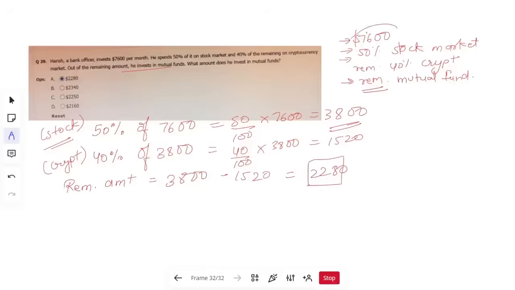See, initially he had 7,600. Out of that, 50% he invested in stock market, which means 3,800 he invested in stock market. Out of the remaining 3,800, 40% he will invest in cryptocurrency, which means 1,520 he will invest in cryptocurrency. So out of 3,800, if 1,520 is gone, we are left with 2,280. So this is the amount that he is left with, and he will invest all of this in the mutual fund. So the correct answer is going to be option A.